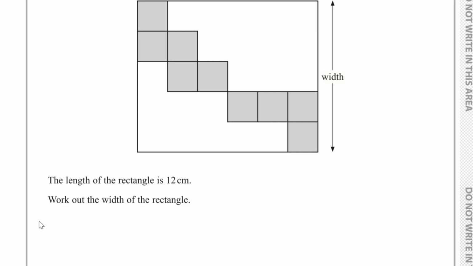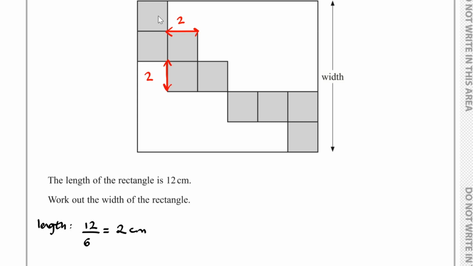So for the length, we have 12 divided by 6, which is equal to 2. So we have 2 centimeters for the length of 1 square. So if I add this on over here, the length of 1 square is 2 centimeters. And of course, therefore, the height of the square is also 2 centimeters.